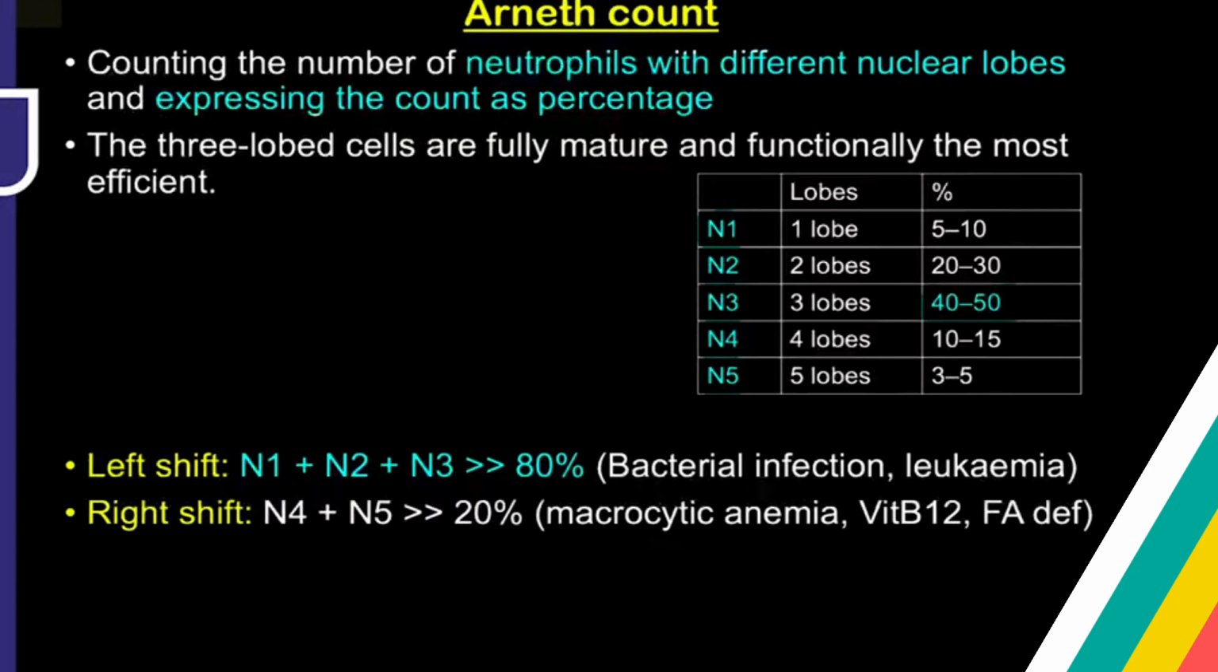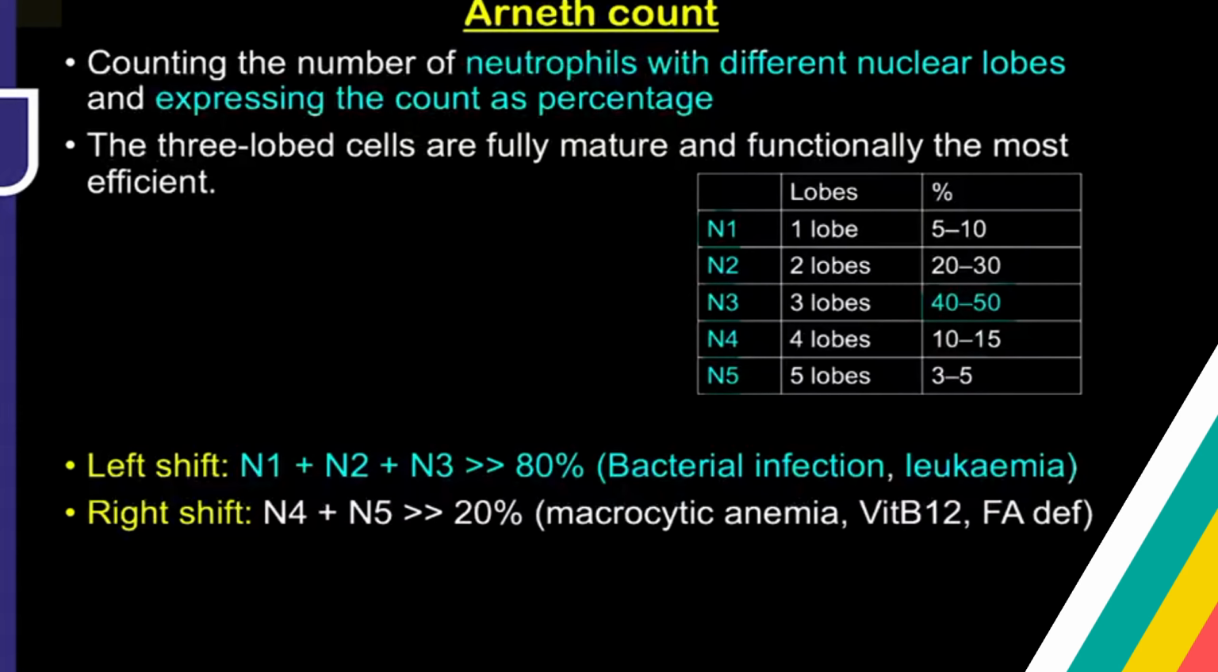So suppose there is a certain infection in your body. Infection means you have to call all of your neutrophils for tackling down the infection. So whenever there is bacterial infection, or in case of leukemia, when the cells are not getting place inside the bone marrow, what will happen? More of the neutrophils will enter the blood. So what will happen? All these neutrophils which are coming in your blood are immature. Immature means less number of lobes. So that's why you are finding N1, N2, N3 greater than 80%. It indicates left shift, and the causes of the left shift are bacterial infection as well as leukemia.